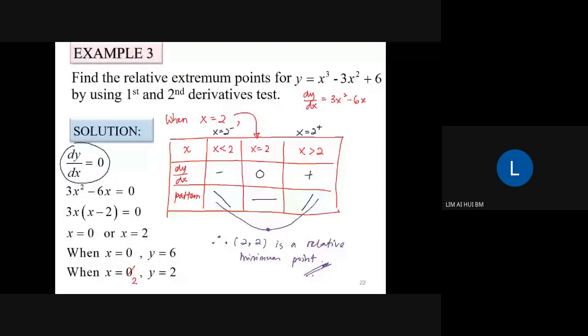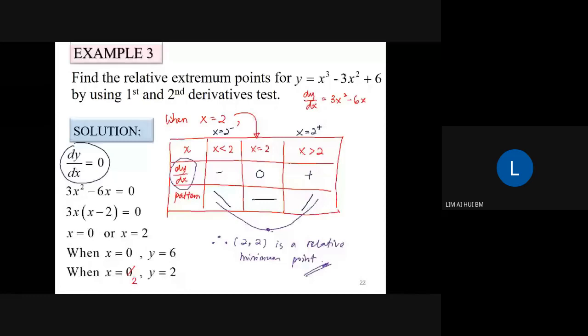Ini adalah first derivative test, meaning that kita check tanda bagi first derivative, iaitu dy/dx. Kita check tanda ini dan kita cari pattern dia. Daripada situ kita consider dia adalah relative maximum ataupun relative minimum. Okay. Sudah salin ini? Sudah? Padam na?